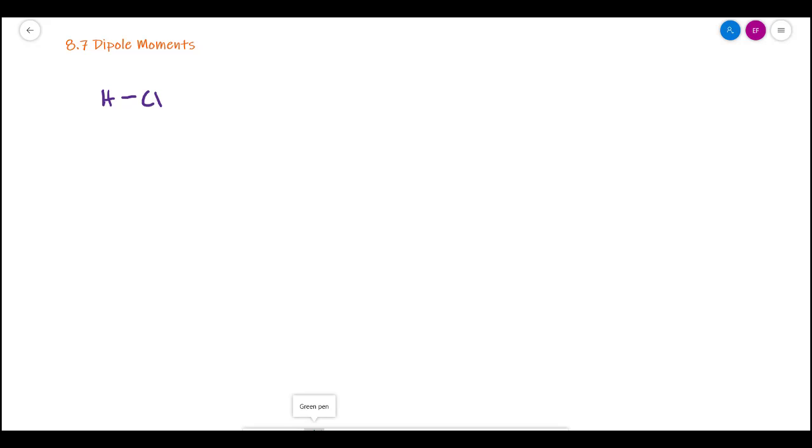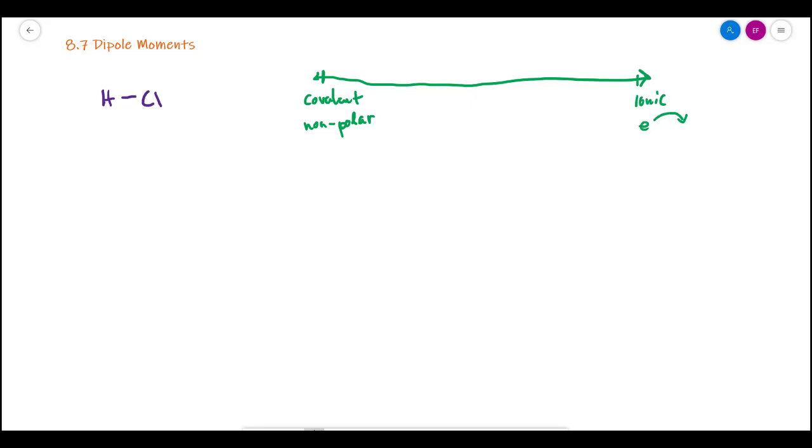Remember when we talked about bonds and the nature of bonds, we said that they could be anywhere on a big continuous spectrum. They could be completely covalent, meaning they were nonpolar. The electrons were perfectly shared amongst the two atoms. That's all the way out here. Or they could be completely ionic, meaning electrons are completely given from one atom to another. And we said those are the binary extremes, but the vast majority of molecules lie somewhere in here, and we call these things polar covalent molecules, or polar covalent bonds.